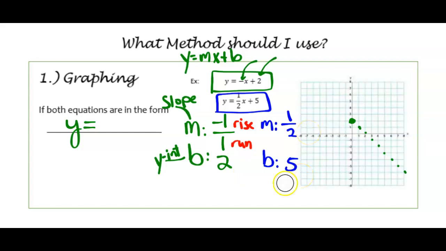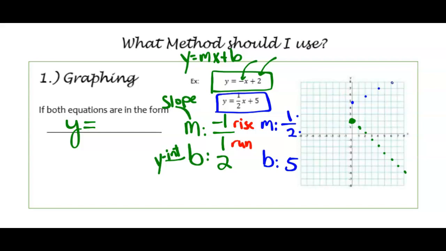So how do I graph this line? Well, I have to go up to 5, and I have to put a dot. And from that dot, I'm going to do a rise of 1, a run of 2. Rise of 1, run of 2, go over 2, put a dot. Go up 1, over 2, put a dot. Up 1, go over 2, put a dot. Now, I have to look for where these two lines cross.